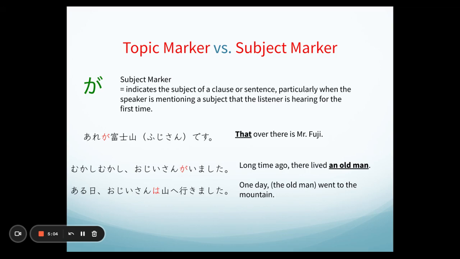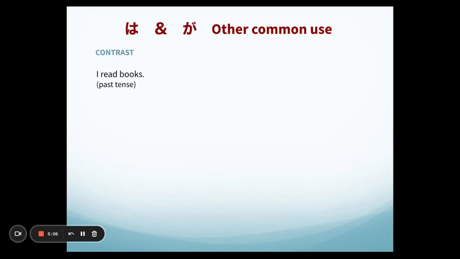Does that make sense? Okay, so there are other usages of wa and ga. Wa is often used to contrast, like this.